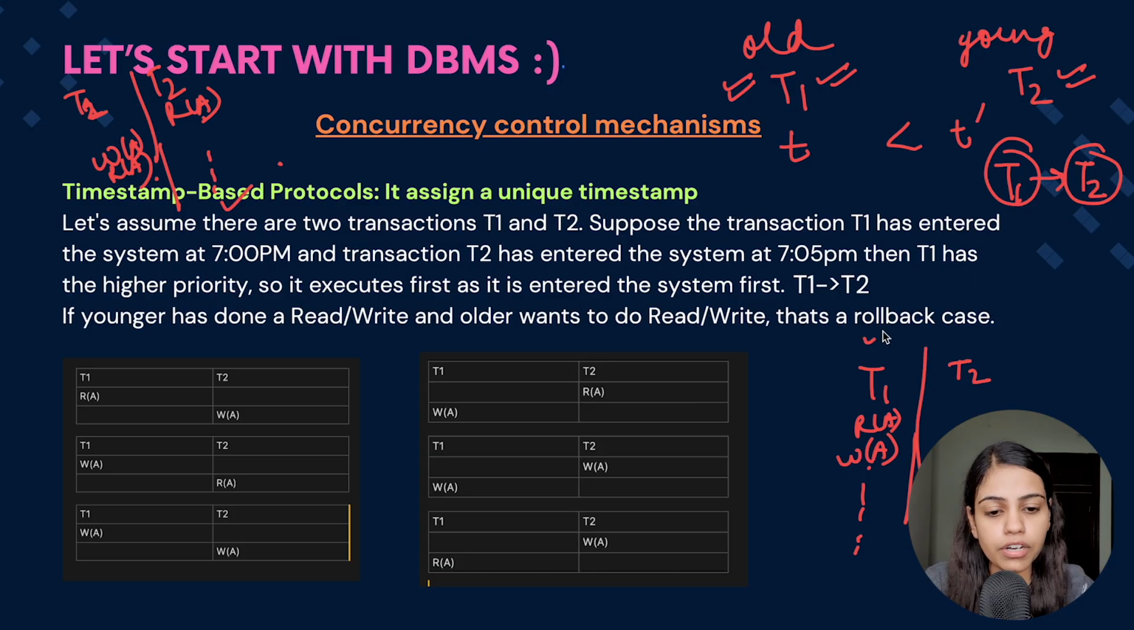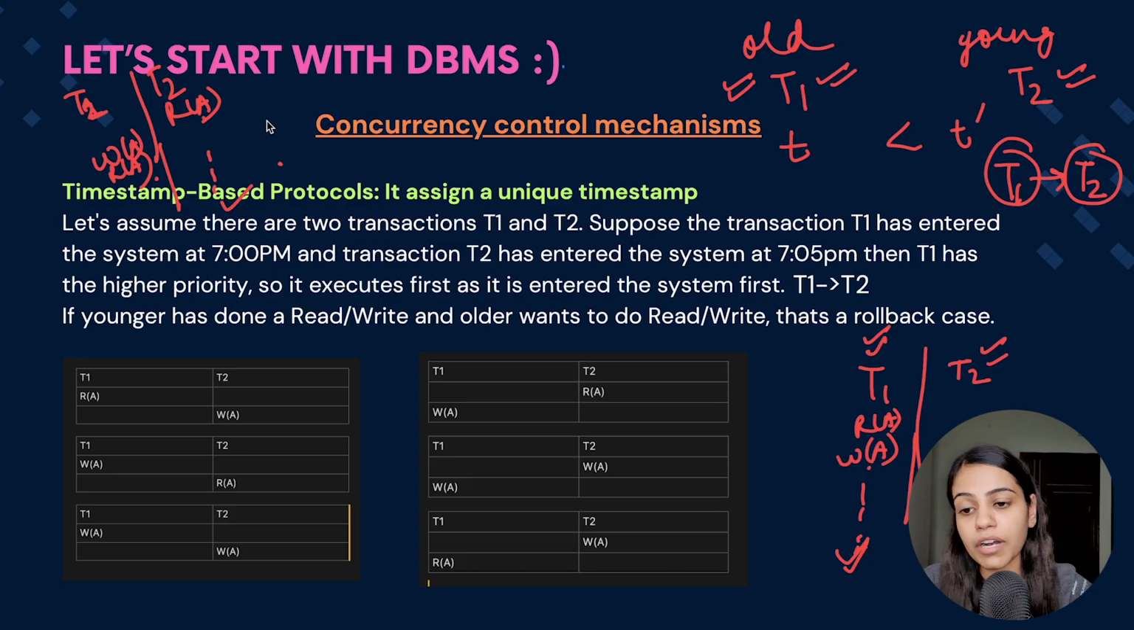Whenever the older one has done all its operations and then the younger one starts its operations, and the older one is getting completed, there is no issue. But when the younger one has done all the operations and then the older one comes ahead and does some of the operations, then there would be a rollback.